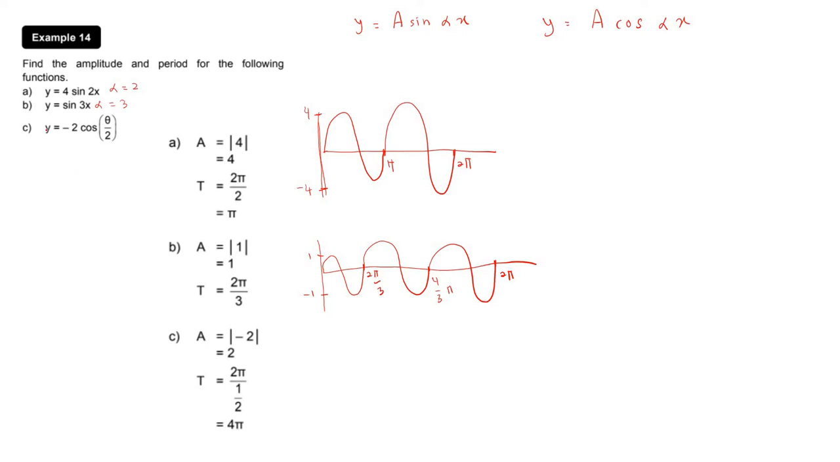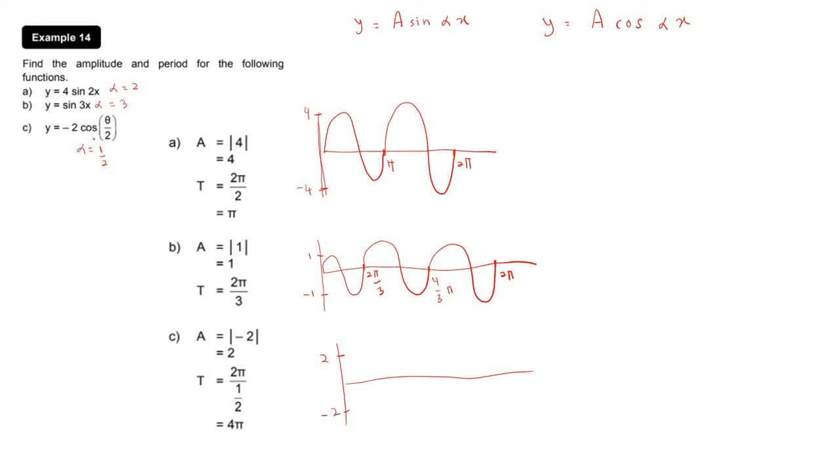Okay, and then the last one, y equal negative 2 cos theta over 2. Okay, modulus. To find amplitude, modulus A, modulus negative 2, amplitude is 2. And then to find period, okay, theta over 2, meaning that alpha equal 1 over 2. So 2 pi divided by 1 over 2, we get 4 pi. Okay. Amplitude 2, 2, negative 2.